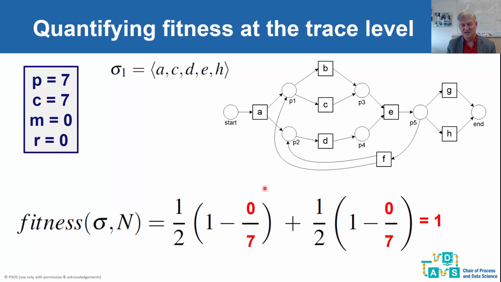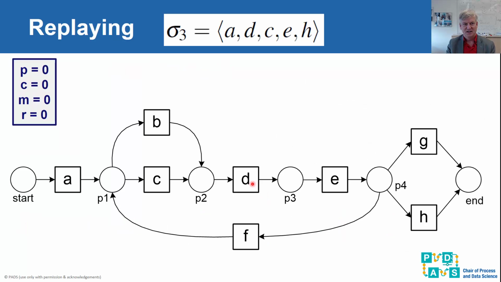And this is what I explained before. If there are no missing and no remaining tokens, this is always the case. So that was a bit boring because there was no problem. Let us now take a look at this trace, where we do A, D, C, E, H.